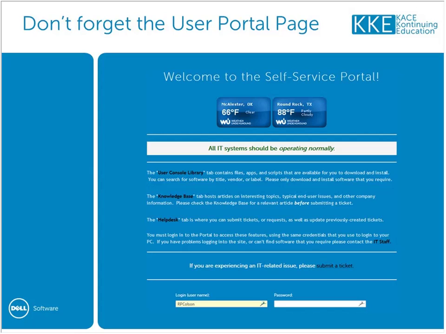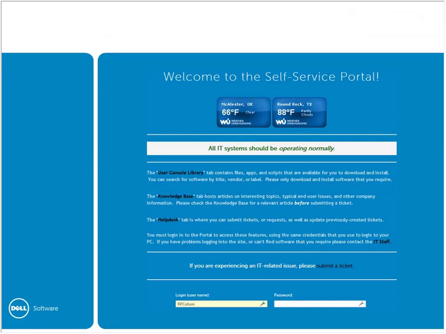I can share information before they ever log in right off the top. You see that white bar there, a cream-colored bar? Notice it's green. What does it say? All IT systems should be operating normally. What does it say now?